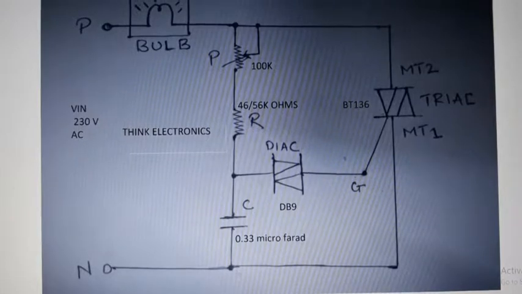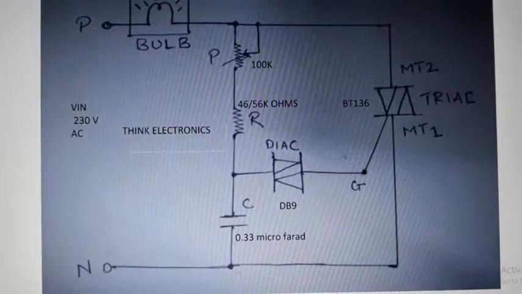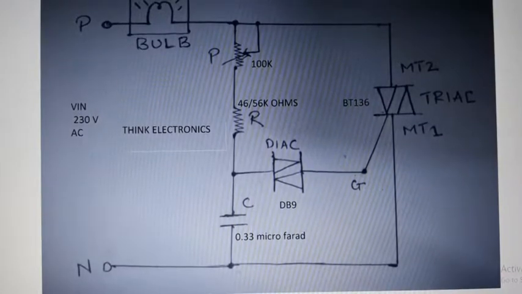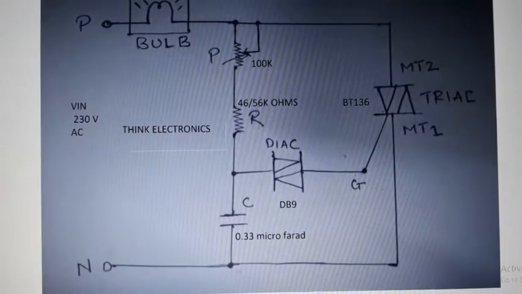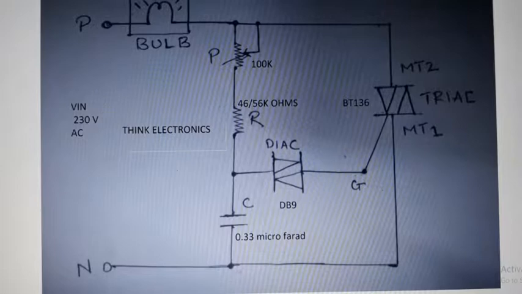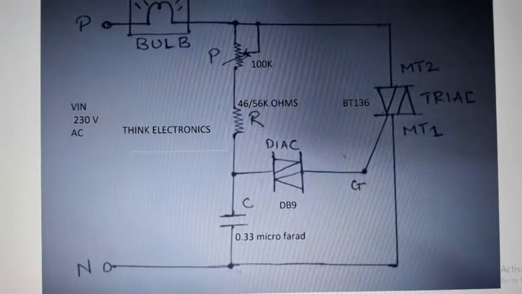The triac is a device that consists of 3 pins, namely first MT1, second MT2 and third the gate. The gate terminal, that is the third pin, is directly connected with the diac. As the triac requires a triggering pulse to perform its operation, here a diac provides the triggering pulse to the triac when the voltage across the diac reaches the breakdown voltage.